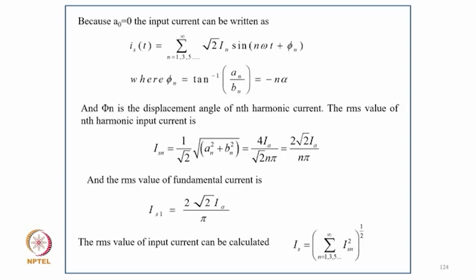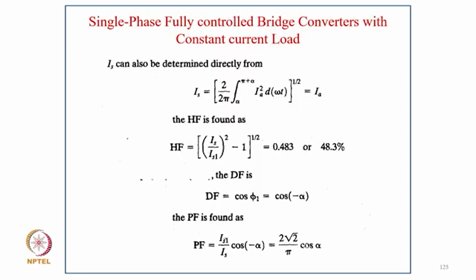And then because A0 is 0, the input current can be written Is equal to sum for n = 1, 3, 5 to infinity of √2 In sin(nωt + φn), where φn is tan inverse An/Bn equal to −nα, and φn is the displacement angle for the nth harmonic. The RMS value of the nth harmonic is Isn equal to 1/√2 √(An² + Bn²) equal to 4I/(√2 nπ), that is 2√2 I/nπ, and the RMS fundamental is Is1 equal to 2√2 I/π, and the RMS value of the supply current Is equal to the square root of the sum of Isn² for n = 1, 3, 5 to infinity, that is equal to Id.